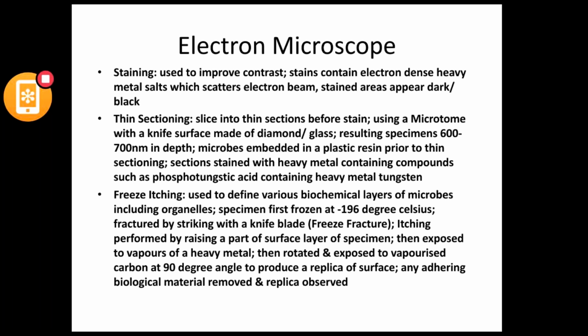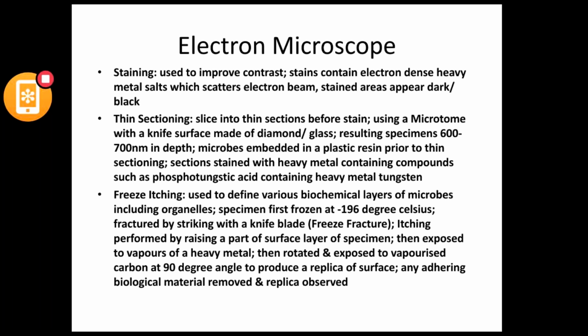Microorganisms are embedded in a plastic resin prior to thin sectioning. That is what we have seen in the freeze etching. Once thin sectioning is performed, the sections are stained with heavy metal containing compounds such as phosphotungstic acid, containing the heavy metal tungsten. Fine. So in specimen preparation for an electron microscope, we perform freeze etching followed by thin sectioning followed by staining.